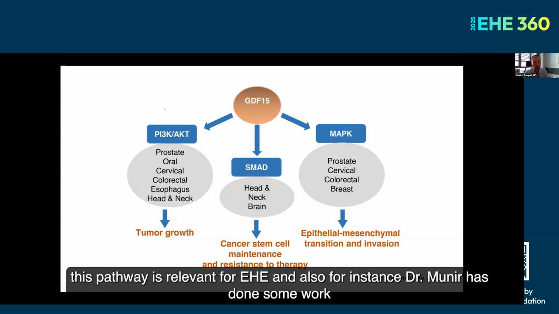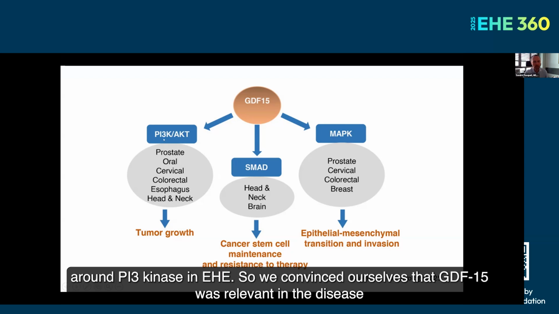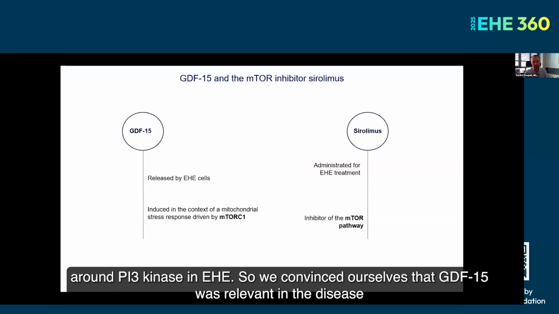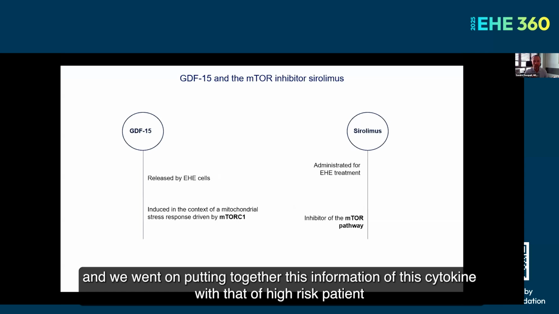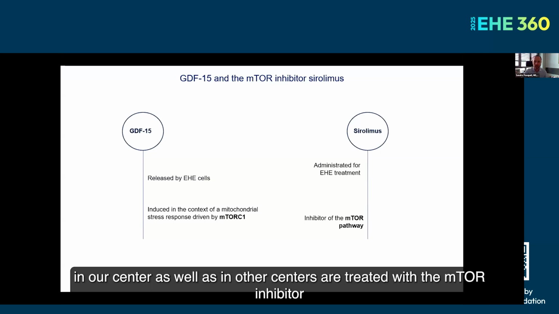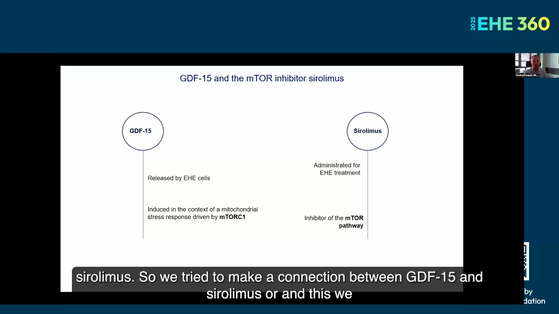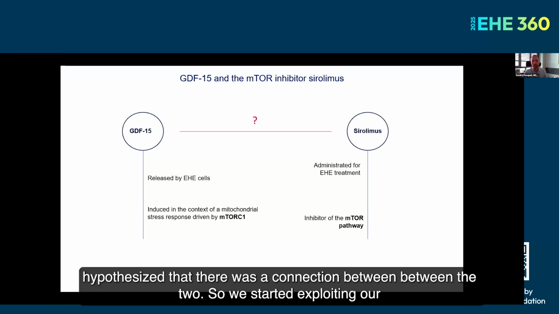And also, for instance, Dr. Munir has done some work around PI3 kinase in EHE. So we convinced ourselves that GDF15 was relevant in the disease, and we went on, putting together this information on this cytokine with that of high-risk patients, in our center as well as in other centers, who are treated with the mTOR inhibitor sirolimus. So we tried to make a connection between GDF15 and sirolimus, or at least we hypothesized that there was a connection between the two.